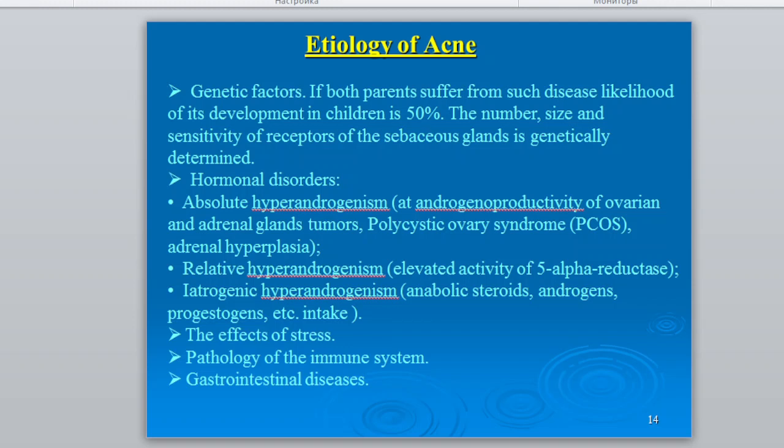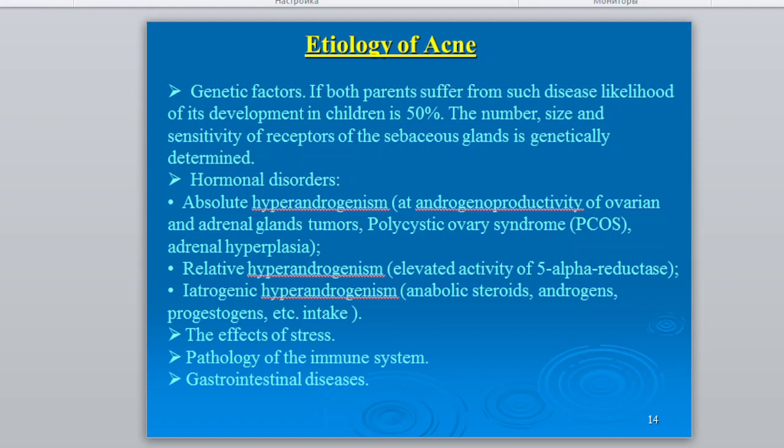Hormonal disorders. Absolute hyperandrogenism with androgen production of ovarian and adrenal glands, tumors, polycystic ovary syndrome, PCOS, adrenal hyperplasia. Relative hyperandrogenism, elevated activity of 5-alpha reductase, iatrogenic hyperandrogenism, intake of anabolic steroids, androgens, progestogens, etc. The effects of stress.